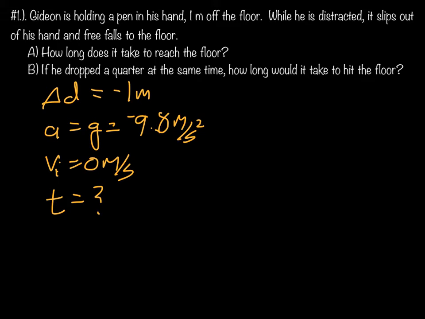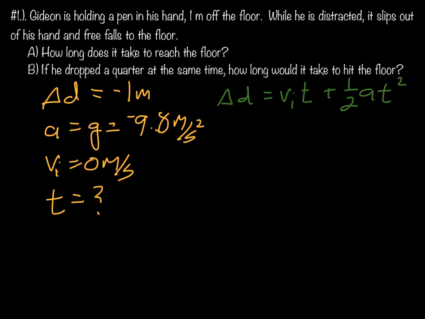The question wants to know how long it takes, so I want to know the amount of time it takes to reach the ground. Okay, well, we go back and think about all the equations that we just went over. I have one equation that has all of these variables. We have delta D, we have VI, we have time, and we know the acceleration. So I'm going to use this equation.